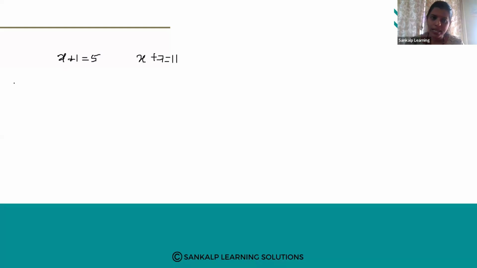Why? Because it contains three parts, that is the LHS part, this one is the equal to sign, and this part is the RHS part. Right? LHS part, equal to sign, and RHS part. Means in an equation we are going to observe three parts, that is LHS part, equal to sign, and RHS part. Okay.